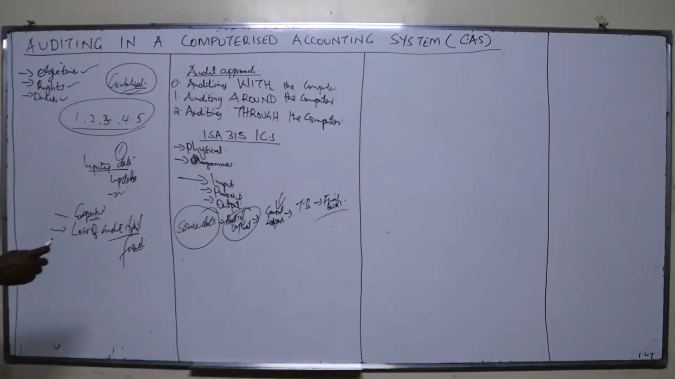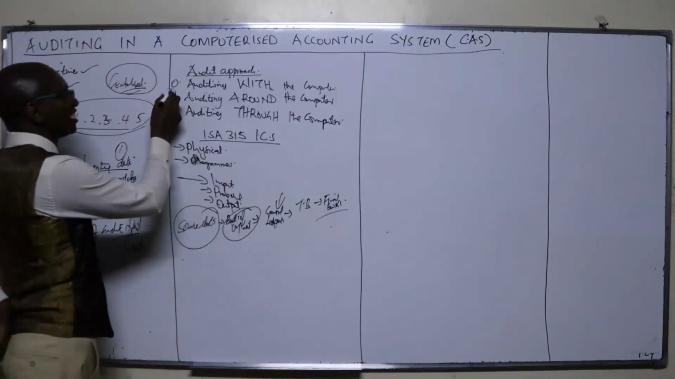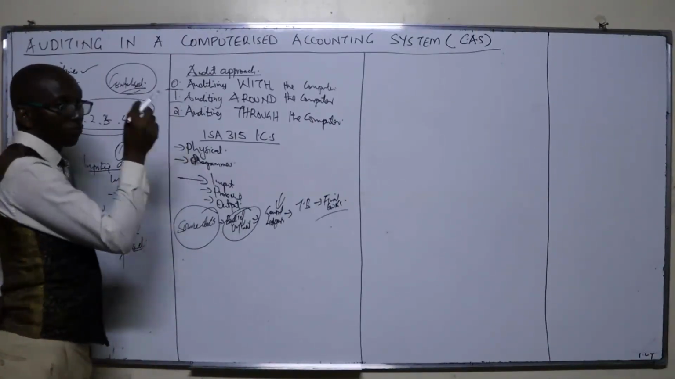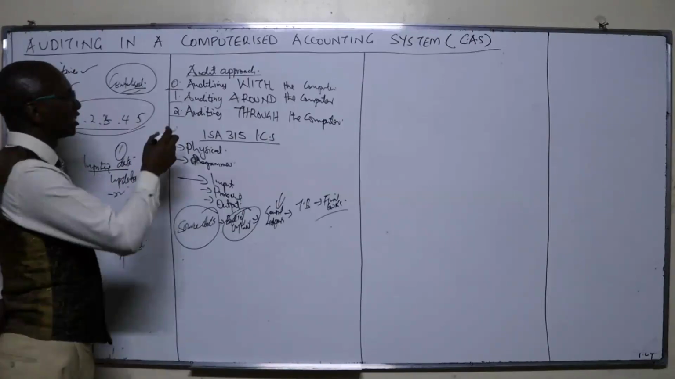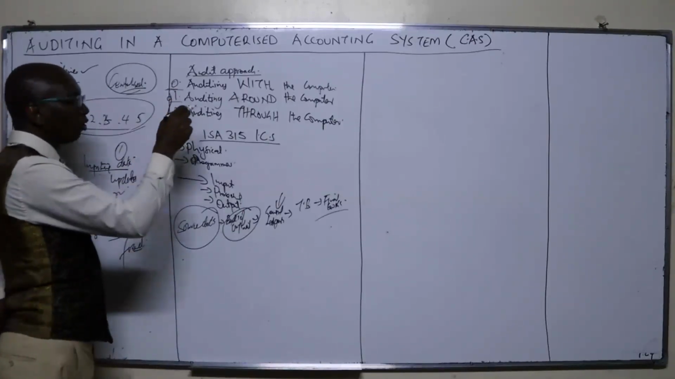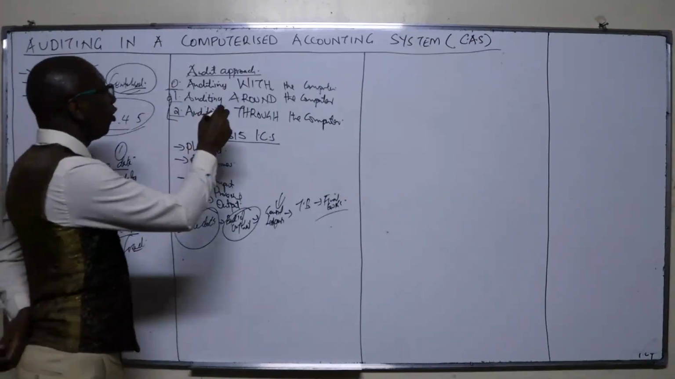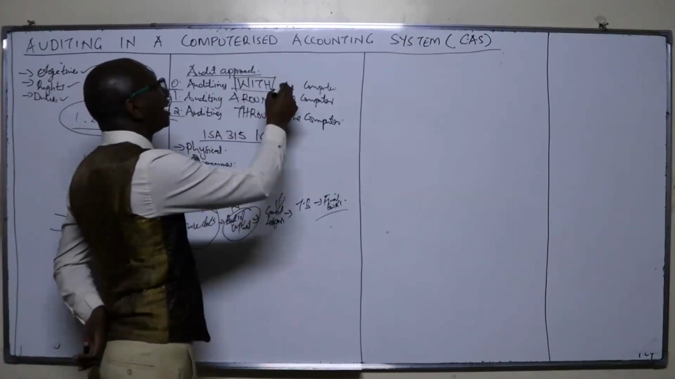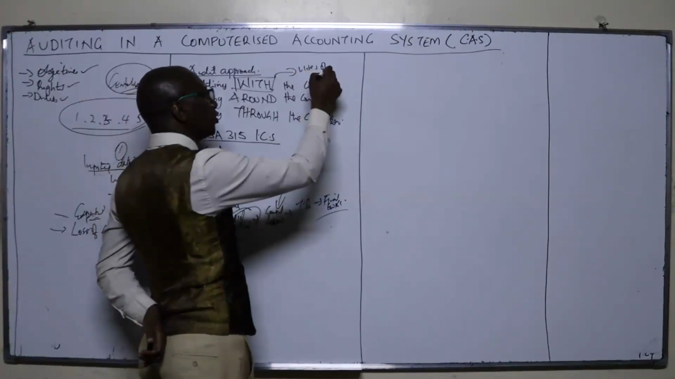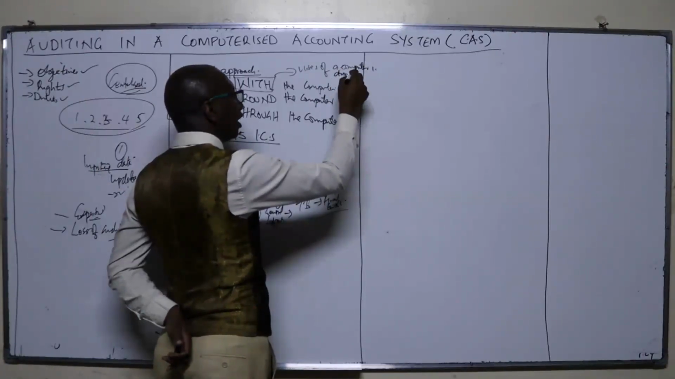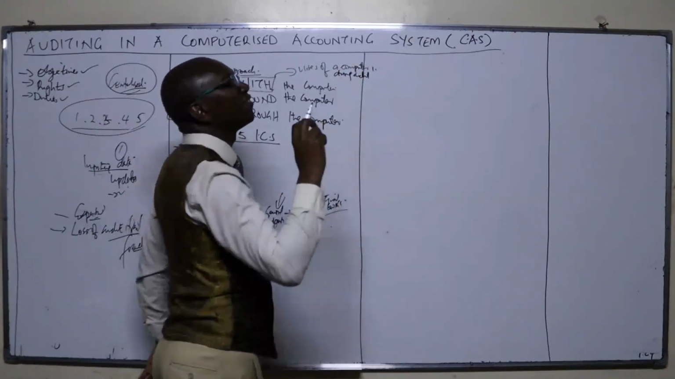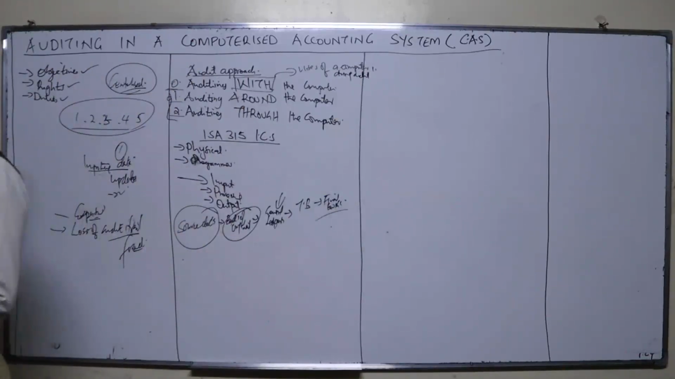Otherwise, computers are used in so many areas of auditing, and that's why I've labeled these zero, then number one and two. Because if you're asked about the two audit approaches when it comes to computerized audit, it is auditing around and auditing through the computer. Auditing with the computer discusses uses of a computer during audit. Tunaweza tumia computer vipi wakati tunafanya audit. So it's not a major approach. It's just on how you can use a computer during an audit exercise.